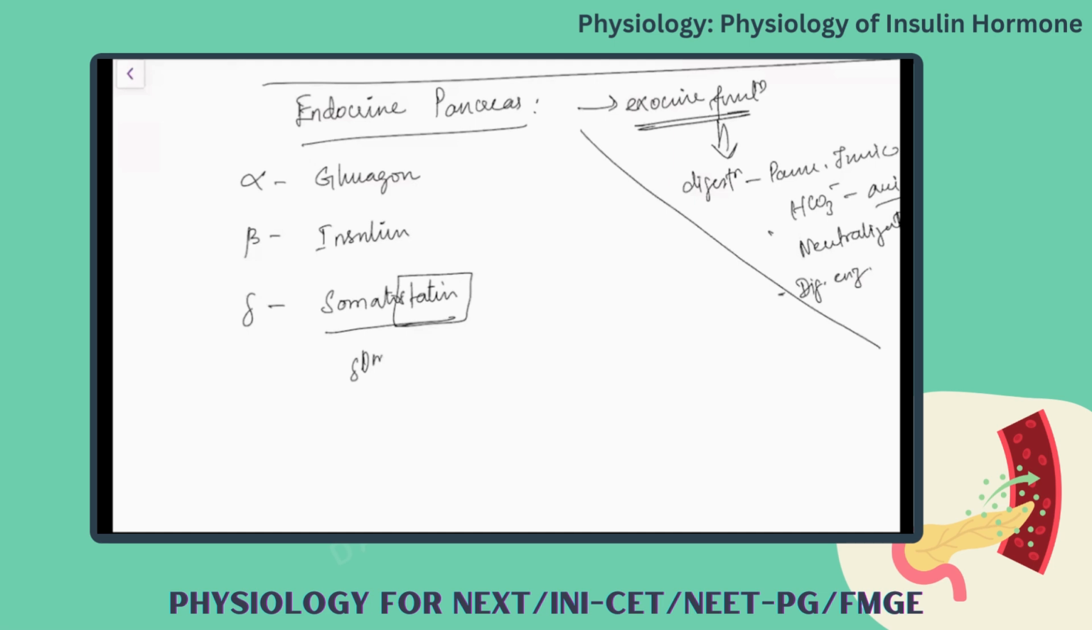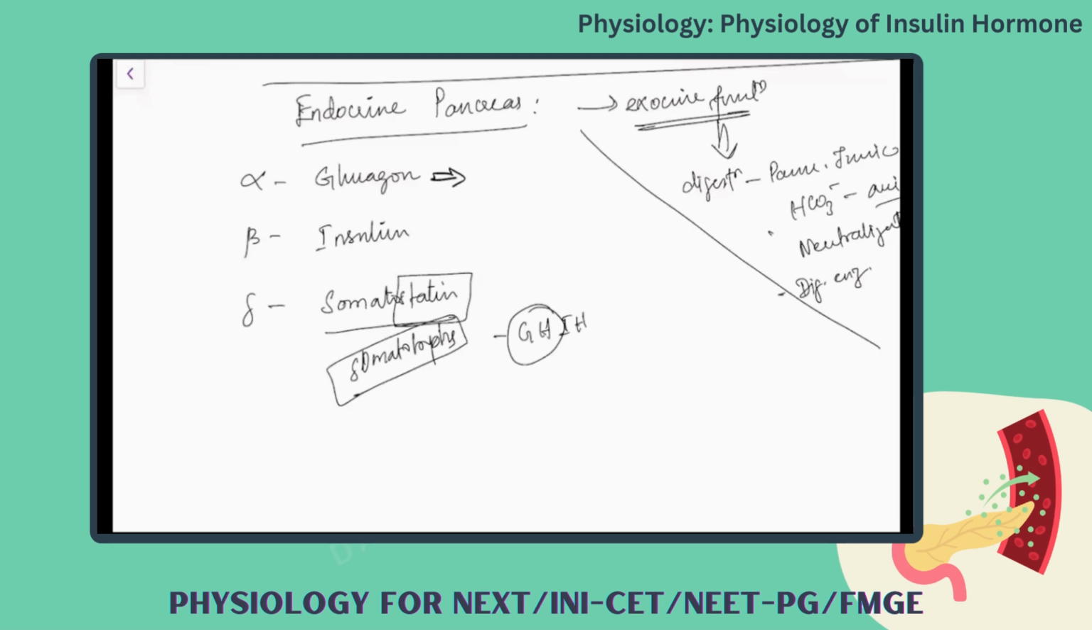Somatotrophs. What is somatotrophic? So what is it going to stop? Growth hormone. Okay. So these delta cells produce the hormone called somatostatin, which also acts as a growth hormone inhibiting hormone. And the alpha cells produce the hormone which is called glucagon.